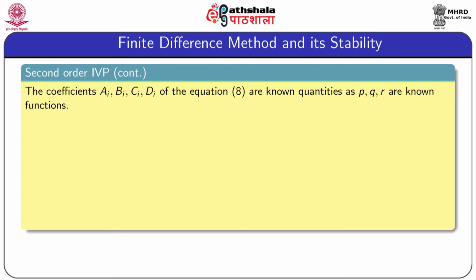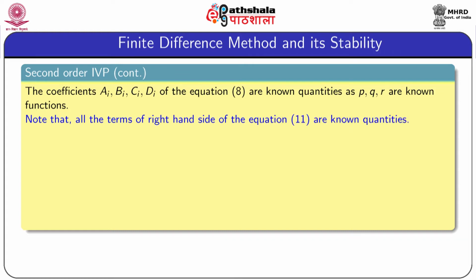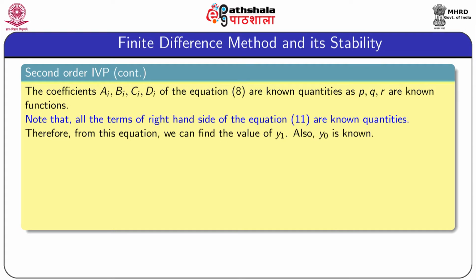The coefficients ai, bi, ci, di of equation 8 are known because the functions p, q, r are known functions. Therefore, all the terms on the right-hand side of equation 11 are known quantities, and equation 11 gives the value of y0 because y0 is known. At this step, y0 and y1 are the known quantities.